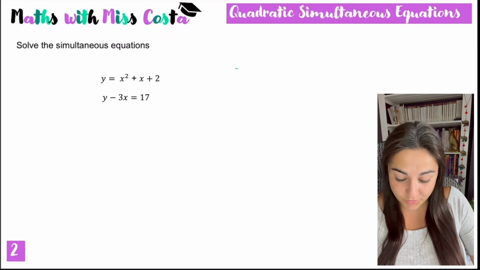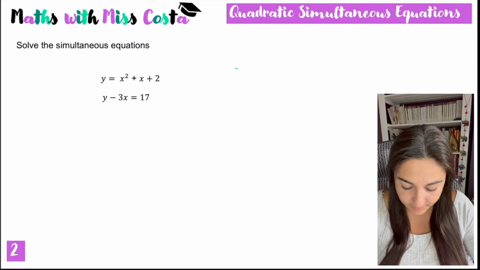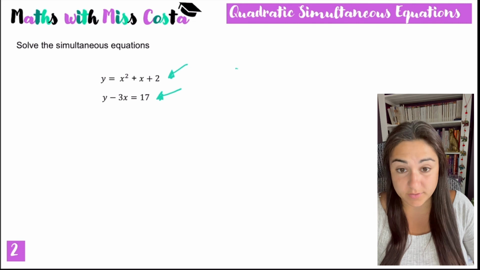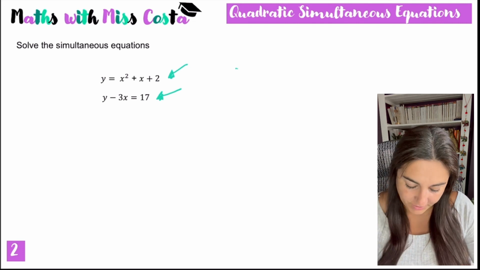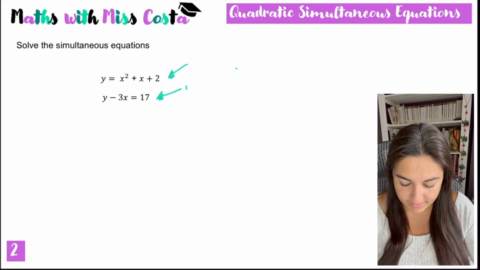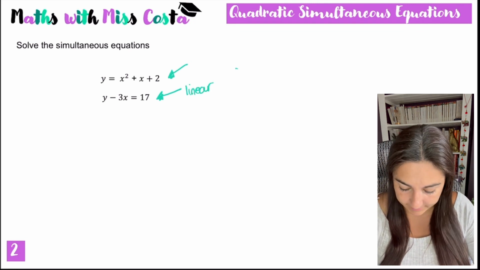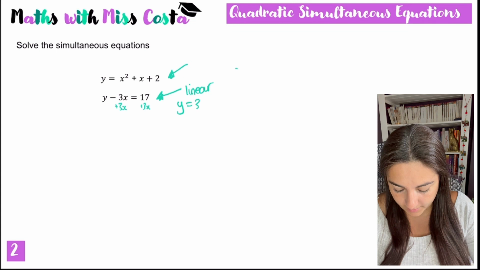Okay, so here you've got a nonlinear simultaneous equation, and all that means is that you've got one equation that is linear, one that is not. So it could be quadratic, it could be cubic, it could be anything. So first thing we want to do is rearrange our linear equation so that it has a subject, either y or x. So the easiest thing we could do is add 3x to both sides. So y is 3x plus 17.